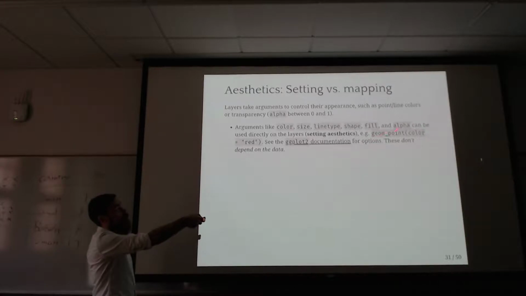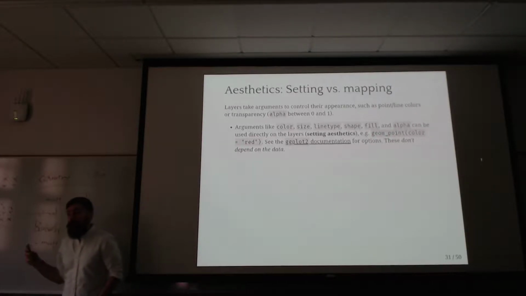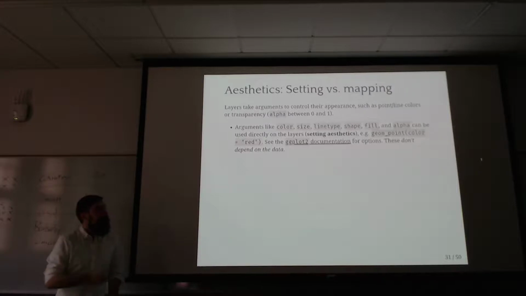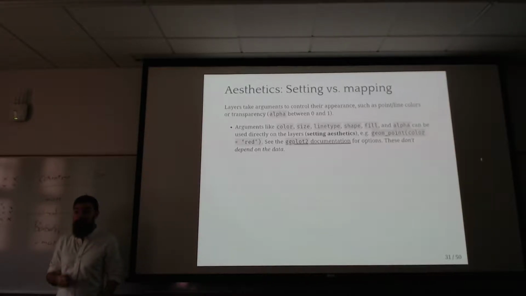I could say geom_point color equals red. That makes every dot drawn by that layer red. This is referred to as setting an aesthetic. If something is set, you're fixing it like this, and that value, that color, does not depend on your data in any way. No matter what data you give it, those dots are always going to be red. Right?